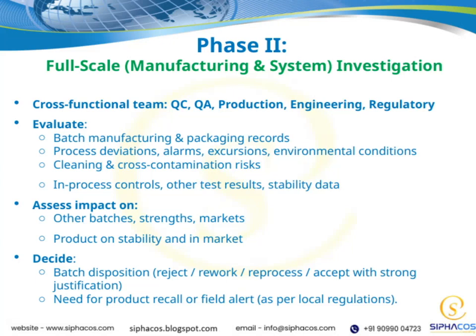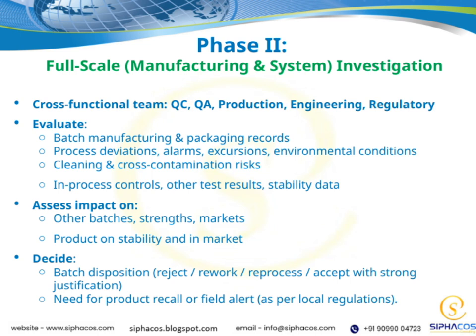Now let's talk about the cross-functional team involved in this process. It includes QC, QA, production, engineering, and regulatory. These groups come together to evaluate the situation comprehensively. We start by reviewing batch manufacturing and packaging records to identify any inconsistencies or issues.